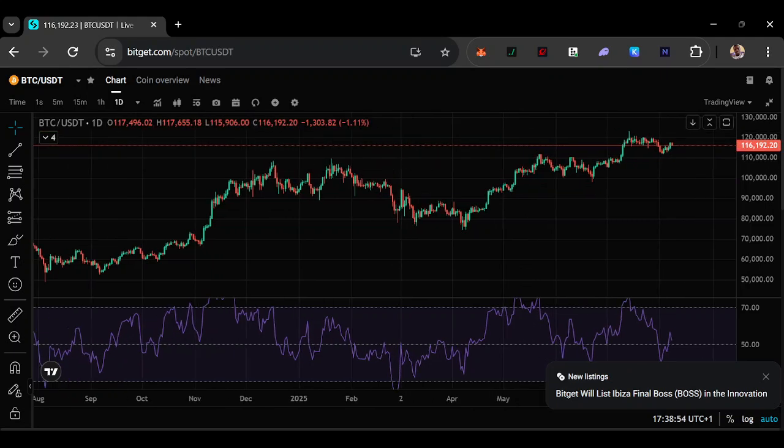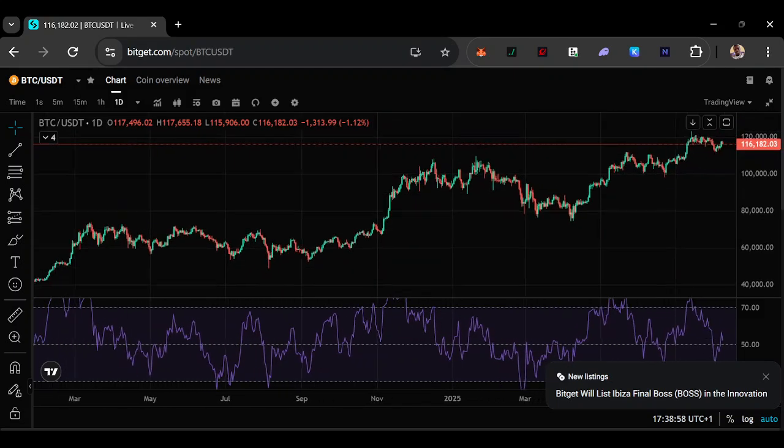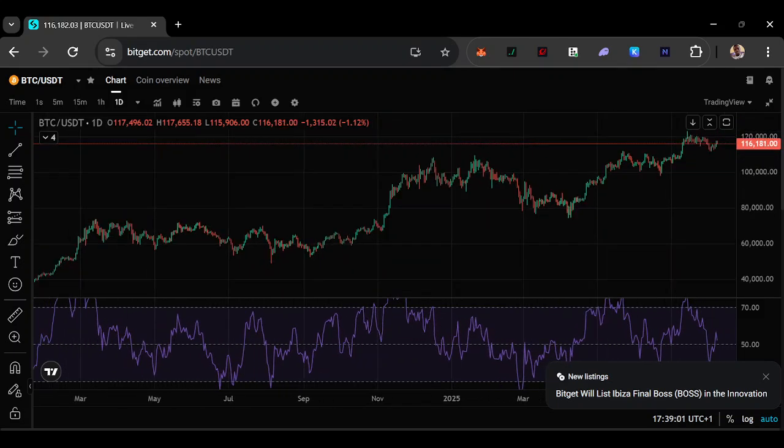Okay, now what we want to do is very simple. We are looking for key levels, and then some other things that we can use to predict BTC moves. Right? So first of all, here is the daily chart. As you can see here, when BTC got to this point, it went down. When it came to this point, it went down.